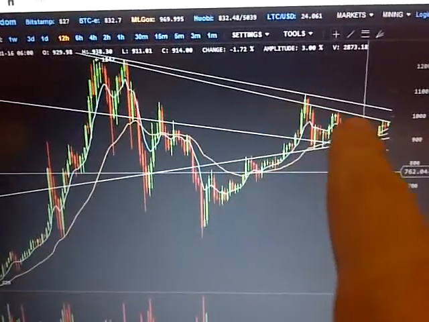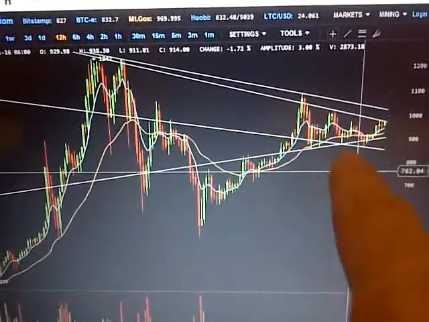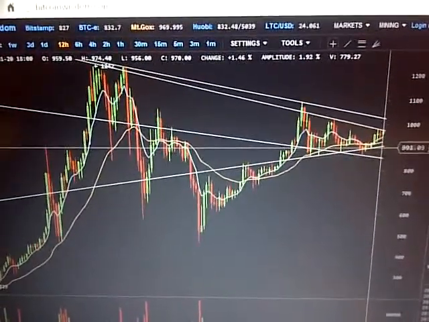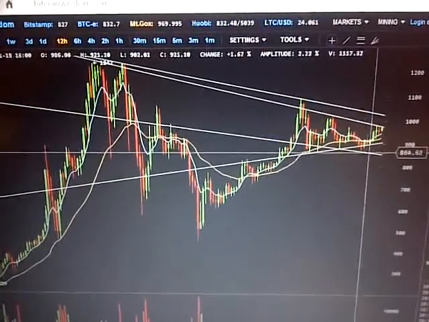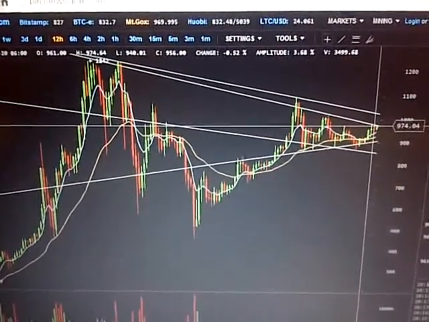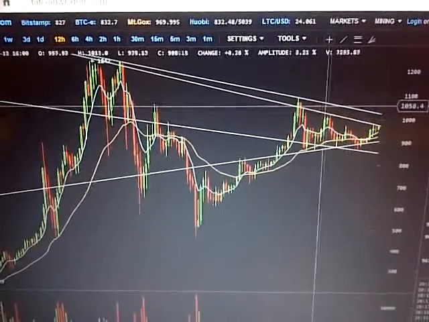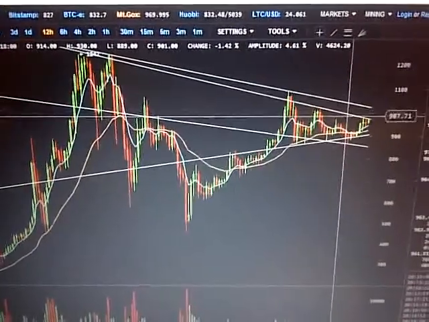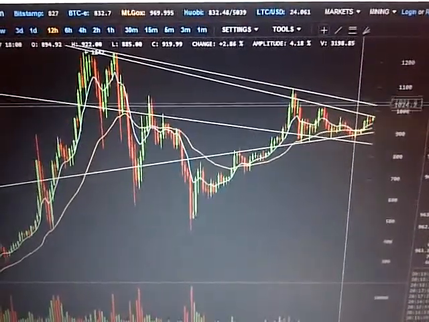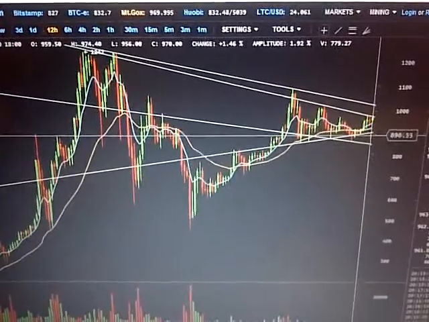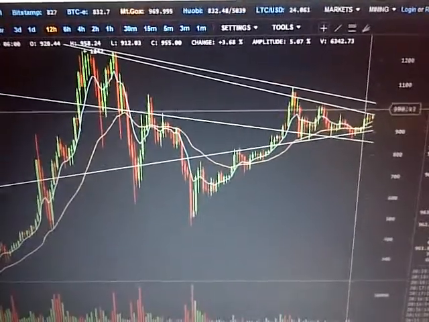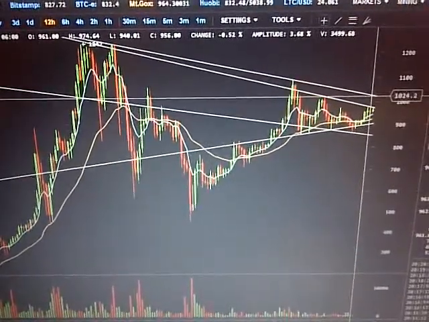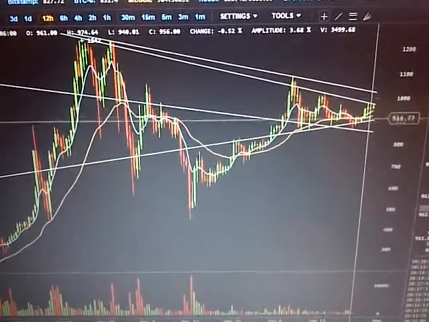Again, it's not confirmed yet because I do need a lower low than this low right here. So I need to get a lower low, this low, and it's a confirmed downtrend. This has to break above this and this right here to continue on an uptrend. Otherwise, this may just go back and forth between these two lines here, and I'll just be going in a triangle for a very long time.